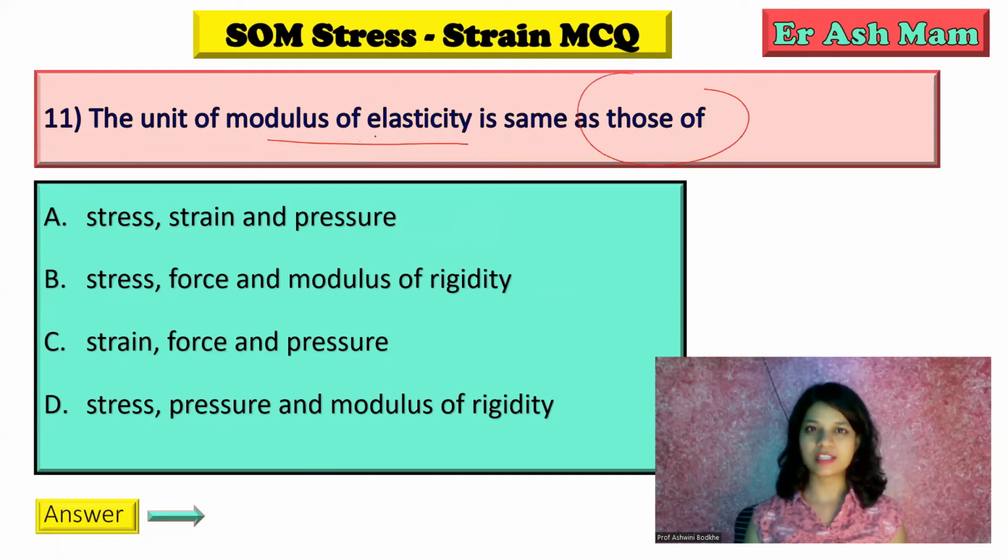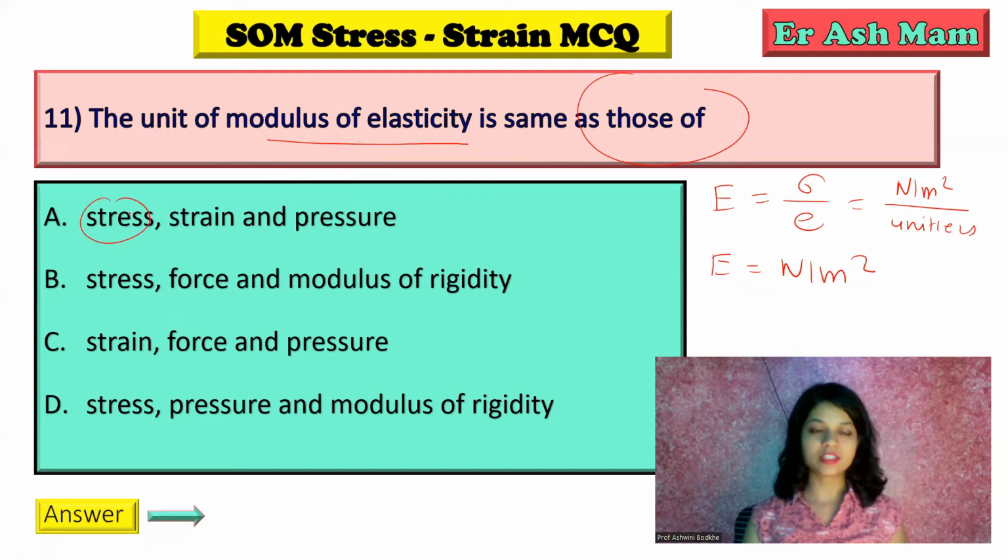The unit of modulus of elasticity is same as those of. We know that modulus of elasticity is denoted by symbol E, which is equal to stress upon strain, and unit of stress is Newton per meter square. Strain is unitless, as it is the ratio of two lengths, change in length and original length. Therefore, unit of Young's modulus is Newton per meter square.